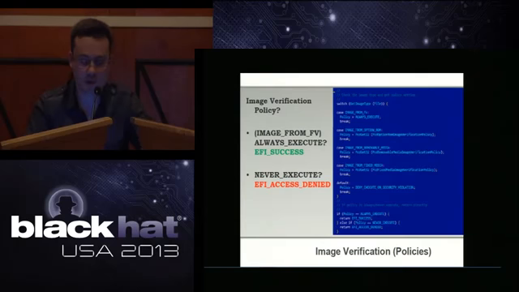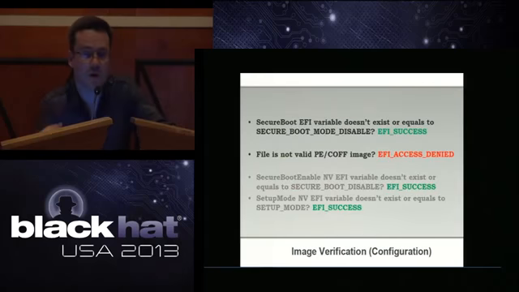If the policy says always execute, it just returns without any checks. If the policy says deny execute, it prevents the image from loading, again without any checks. After checking the policy, it checks configuration. If secure boot is disabled, there's no need to do any checks. If the file is not in a recognized format, then it's not allowed to execute. In earlier versions of the UEFI code, they checked some other things, like secure boot enable directly or setup mode, but now those checks are redundant because they feed into the first check, so they were removed.